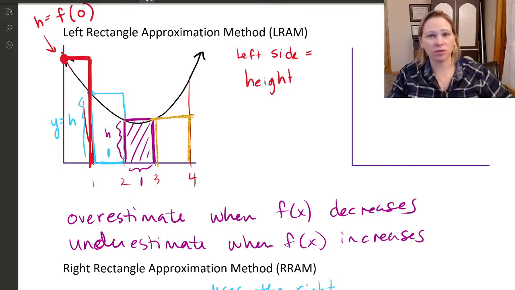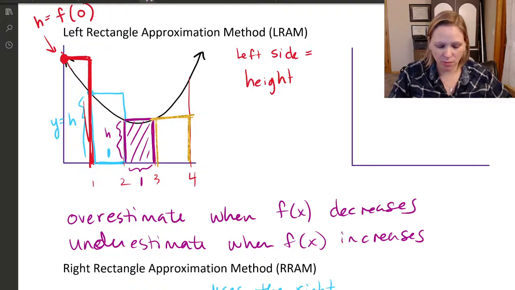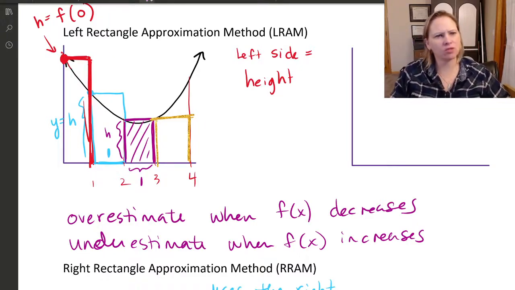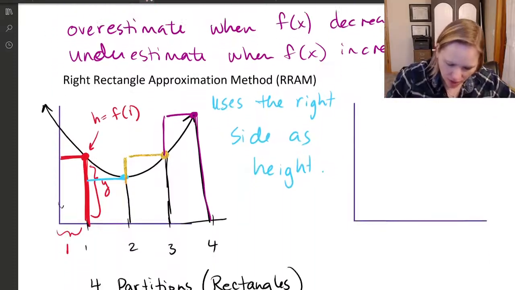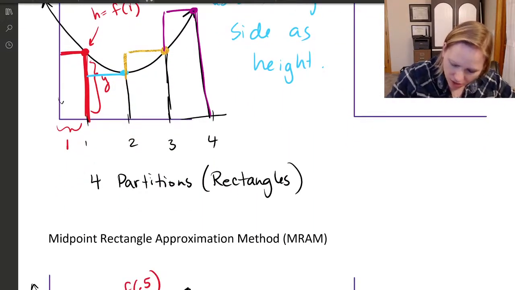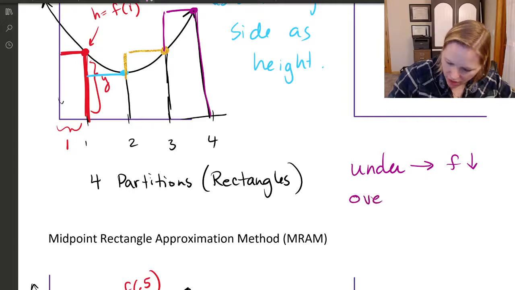Now, I always have to draw the picture. I am not good at memorizing stuff. I've never claimed to be a great memorizer. I just draw a parabola, and I draw LRAM, RRAM, and MRAM and say, oh yeah, which one's which? Well, RRAM is the opposite. RRAM is an underestimate when f is decreasing. It's an overestimate when f is increasing.